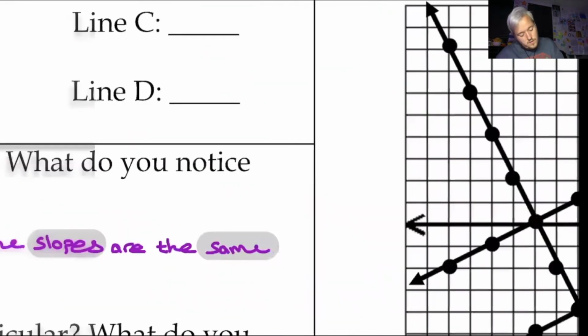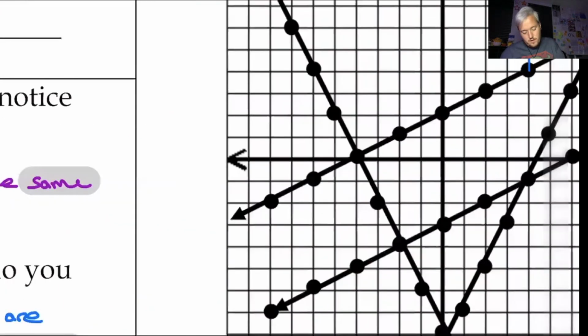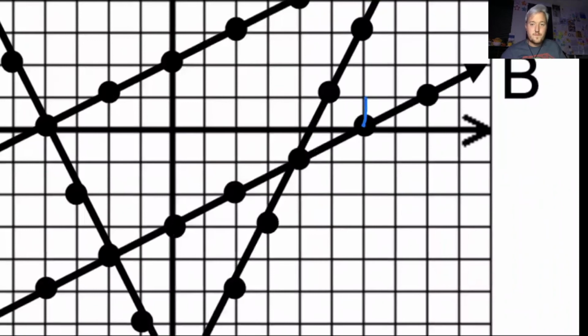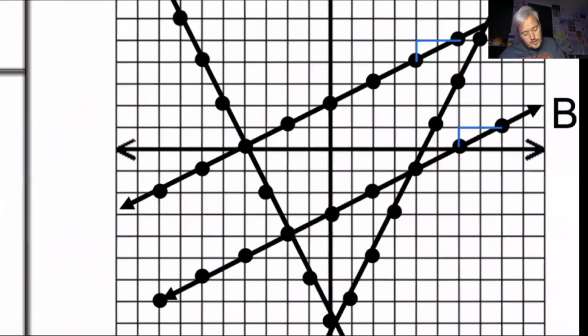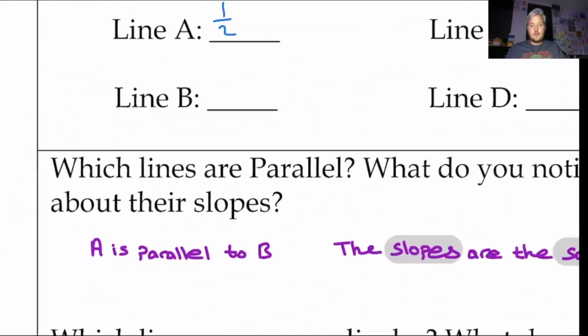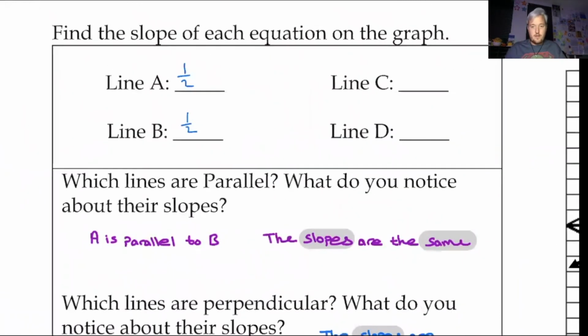And over here, if I look at line B, same thing. Up 1 over 2, which means we're going to have a slope of 1/2 as well. So if you notice, line A and line B have the same exact slope, and they never intersect, which means A is parallel to B because the slopes are the exact same.